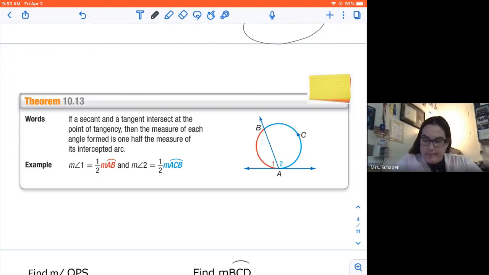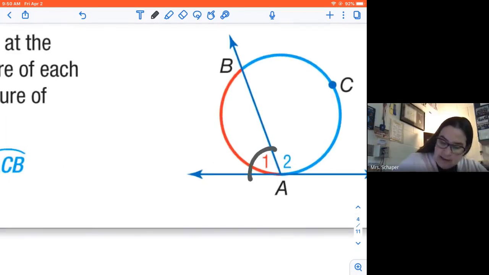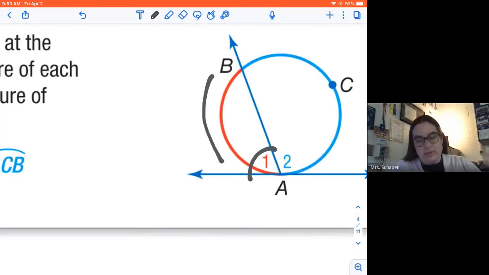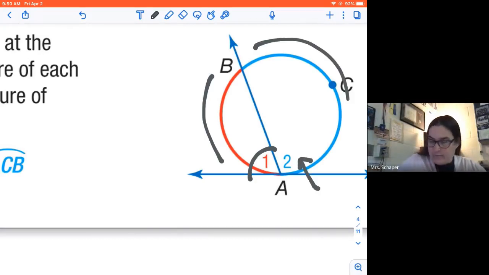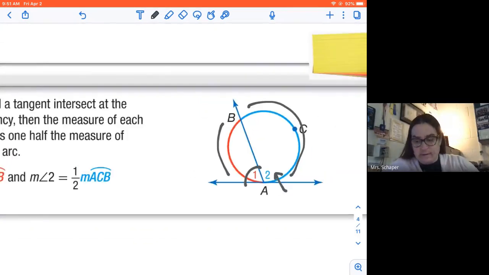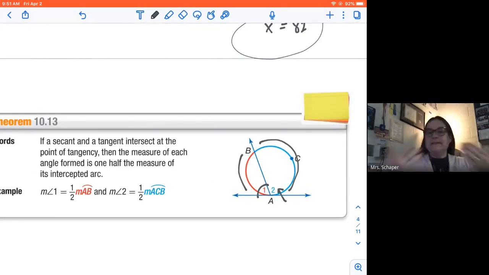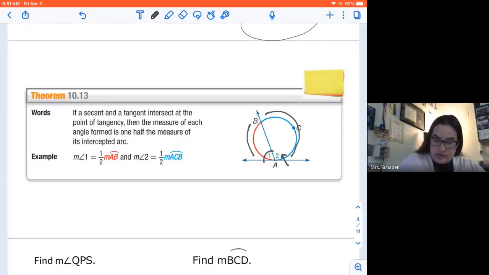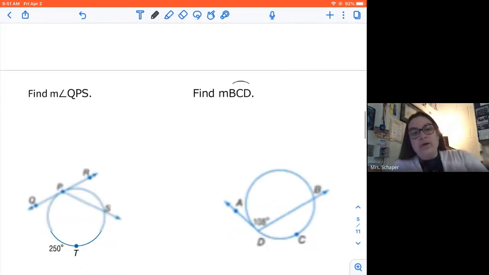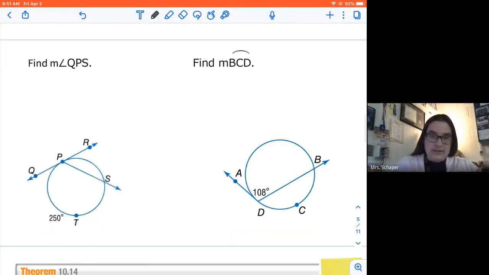So here we go. What we're saying is the measurement of angle 1 is 1/2 that arc measurement, or the measurement of angle 2 is 1/2 that arc measurement. That's their relationship. And again, remembering all this, you've got to study it and practice it. So let's figure out what we mean here. In a circle, we know that all the arcs together equal 360. So if arc PTS is 250, then arc PS is 110.